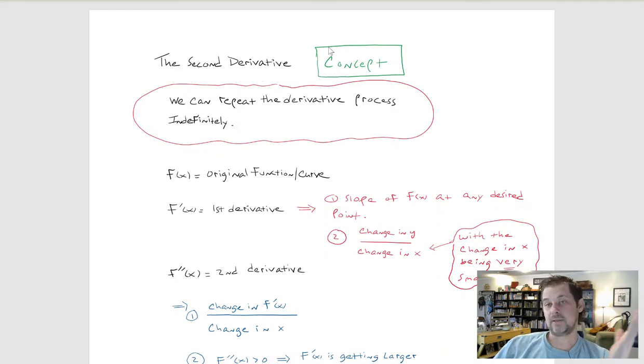So here, the concept: I'll tell you what the second derivative is, how we think about it, how we think about its meaning, and that sort of stuff. In another video, I'll focus on how you can calculate the second derivative, but for now, the short answer is you just repeat the derivative process indefinitely. You can find the second derivative, the third derivative, the fourth derivative. You can keep going as long as there's another answer. All right, so that's a little bit of an introduction for now.